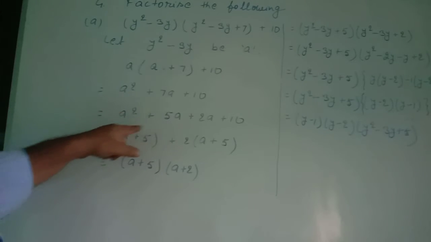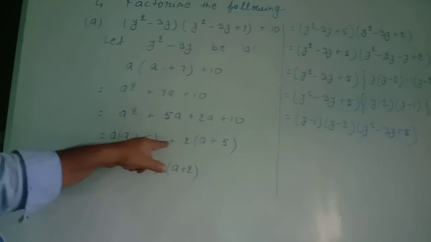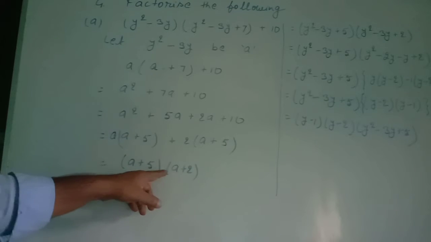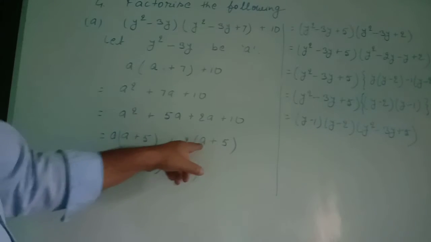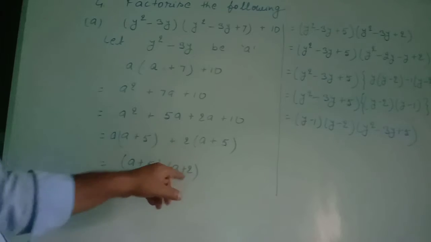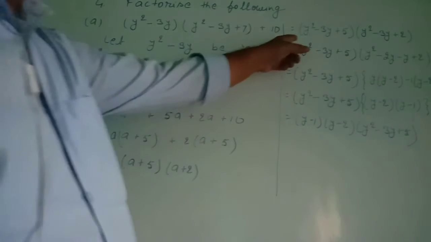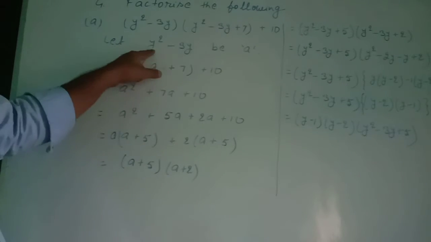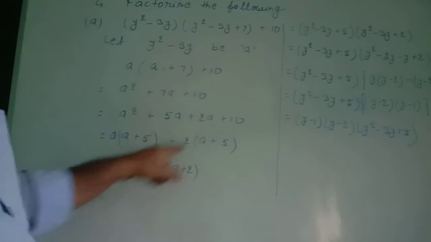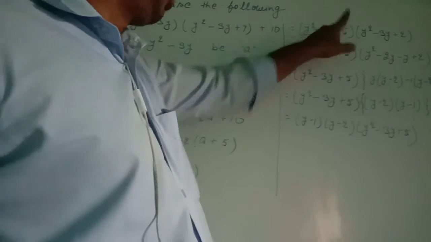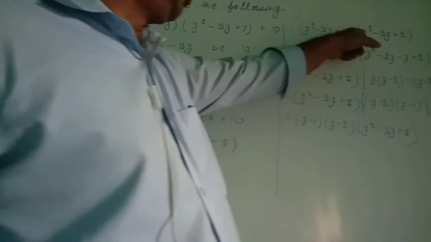Now I took a as common. A plus 5 plus 2, a plus 5, a plus 5, this a plus 5 is common. I wrote here a plus 2 came here. Here I kept the value of a as y square minus 3y. So a plus 5 became y square minus 3y plus 5, and a plus 2 became y square minus 3y plus 2.